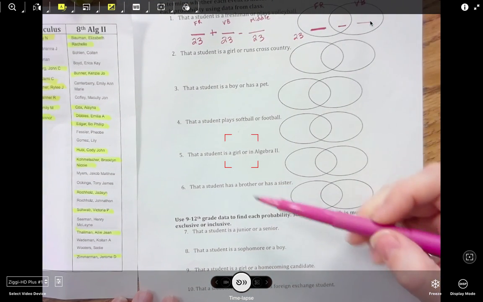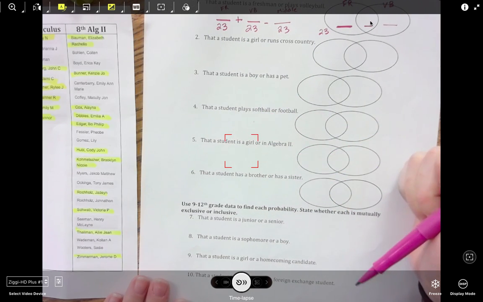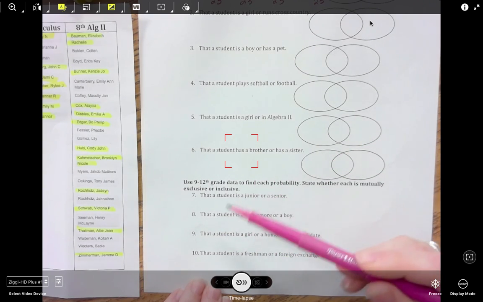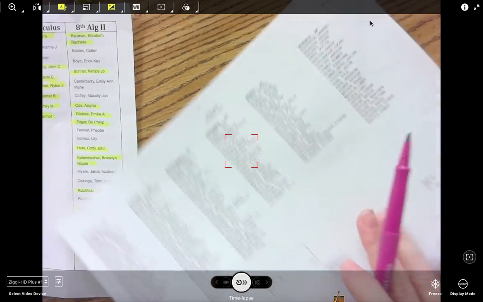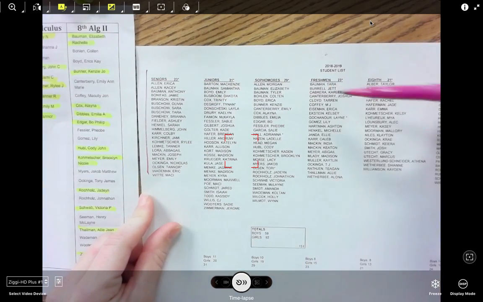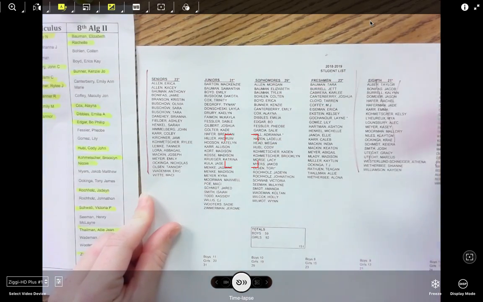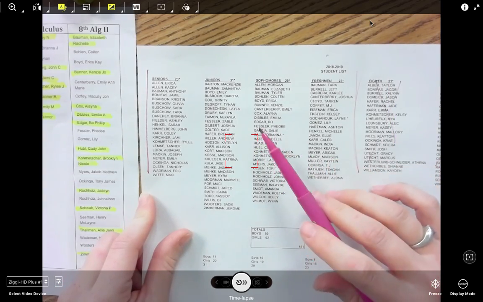That is for this top 6. Again, some of these you won't be able to do, like you won't know who has a brother or a sister. But then this bottom part down here, 7 through 10, is going to be used using the back side here. So you're going to be looking at the seniors through the freshmen. We don't care about 8th and 7th grade, sorry. You're looking at seniors through freshmen, and it talks about a junior and a senior and a girl and a boy and that type of thing.